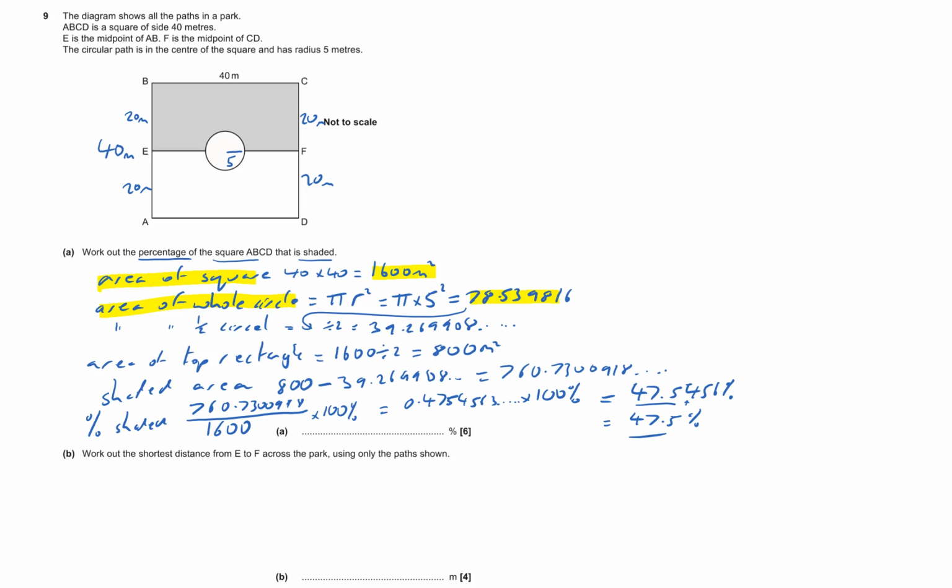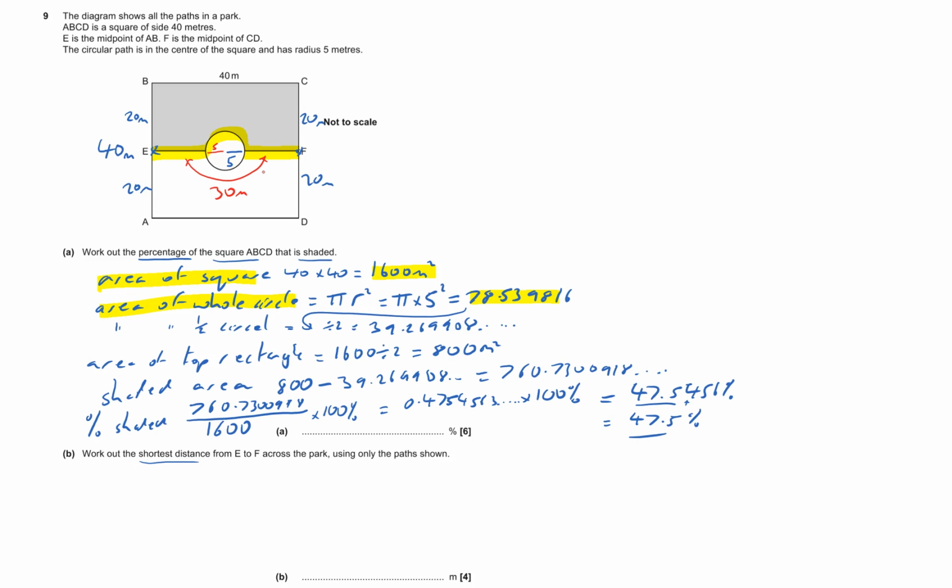Right, second part. Work out the shortest distance from E to F. So I've got to go from E to F across the park, only using the path shown. So fairly obviously, I'm going to go around one of these. I'm going to go around that way, and like so. So first off, I need to work out how far this is. Well, it's 5. This bit is 5. So the whole bit across there is 10. And since it's 40 across there, these two must be 30 metres.